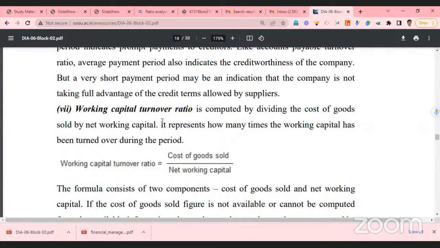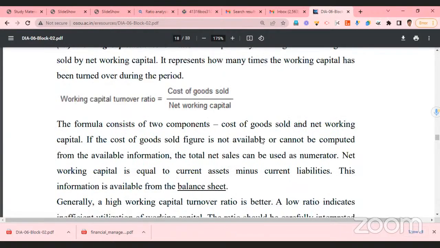The last one is the working capital turnover ratio. For this formula, you know what working capital is: simply current assets and current liabilities. There are so many concepts, the broad approach and the narrow approach. In the broader approach, working capital is nothing but total current assets. The narrow approach is current assets minus current liabilities. When calculating the working capital turnover ratio, we consider the cost of goods sold divided by net working capital.